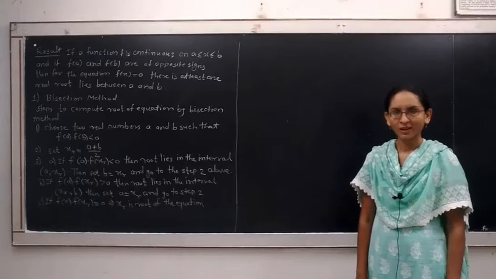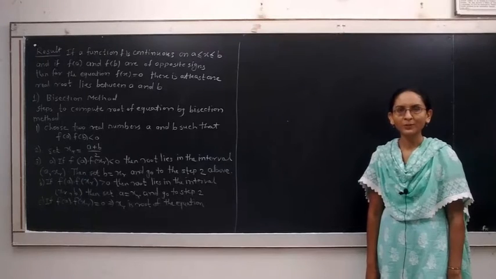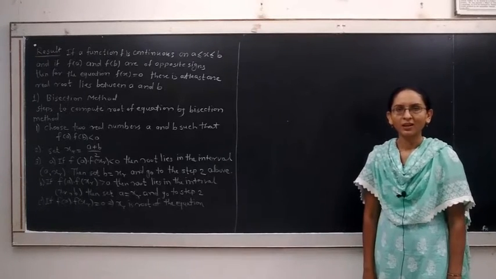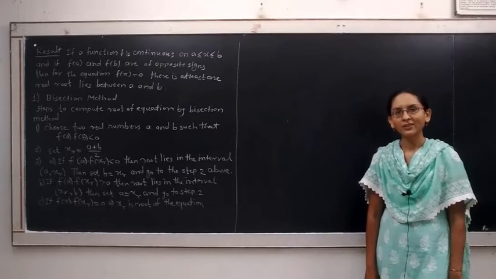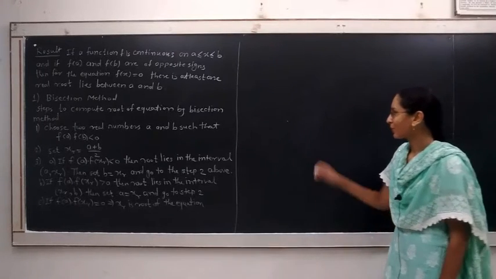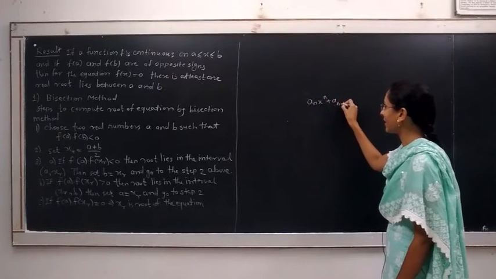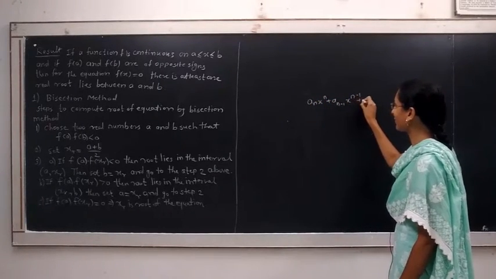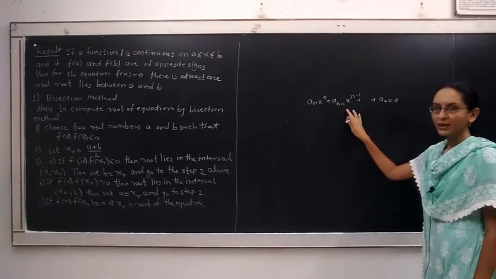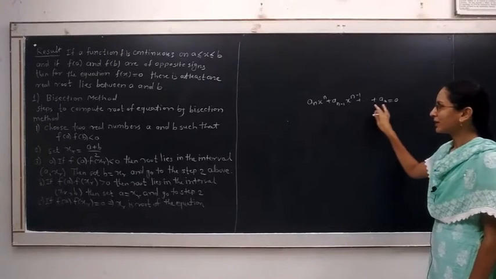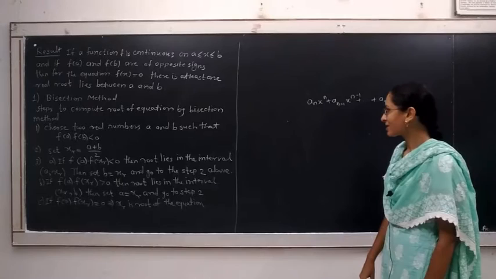Hello students, today we are going to discuss a method for finding the root of an equation. The equation may be an algebraic equation or a transcendental equation. Algebraic equations are equations of the form a_n x^n + a_(n-1) x^(n-1) + ... + a_0 = 0. If we equate some polynomial to 0, then this is called an algebraic equation.